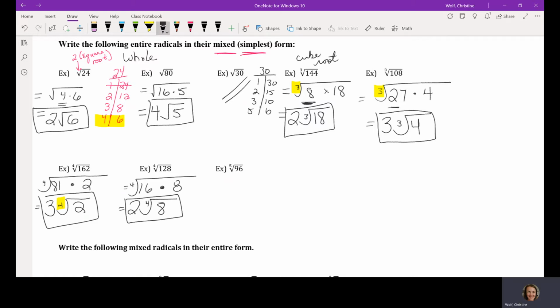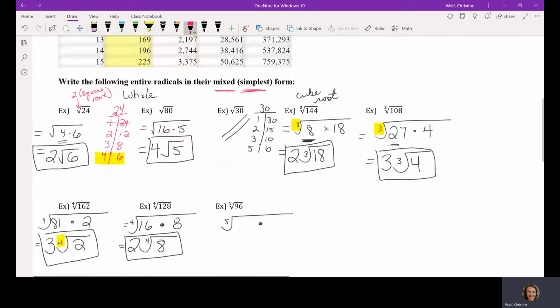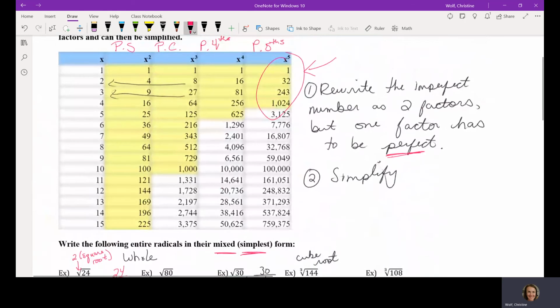And this is the only example here with a fifth root. So we want to rewrite 96 as something times something that equals 96. But now one of the numbers has to come from our fifth column. So I want to multiply to 96. So you start with the first number below 96, which is 32. So it has to be that one. 96 divided by 32 is 3. So we got it.